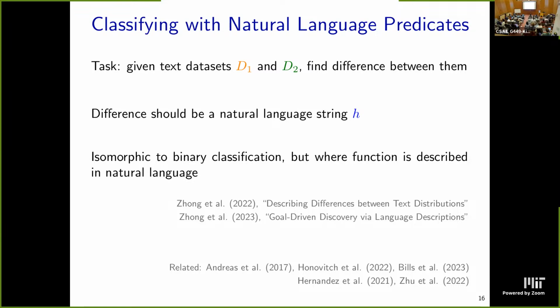So what is the task going to be? We're going to be given 2 data sets, D1 and D2. Our goal is to find the difference between them. So that's a binary classification task. But we want this difference to be expressed as a natural language string H. And this builds on a line of work on trying to use natural language descriptions as components of models, including actually several by people here.